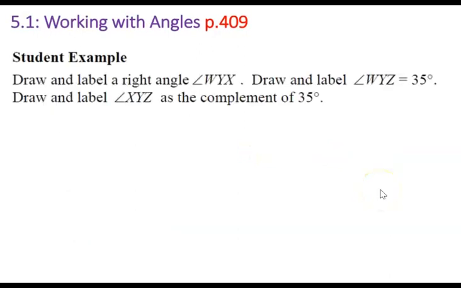For the student example, you're going to draw and label a right angle. That's called WYX. Then you're going to draw and label WYZ as 35 degrees and draw and label XYZ as the complement of 35 degrees. Go ahead and draw these, and then you can check the solution.